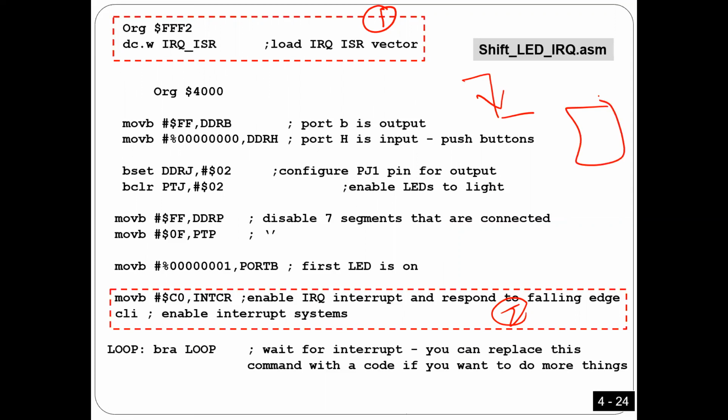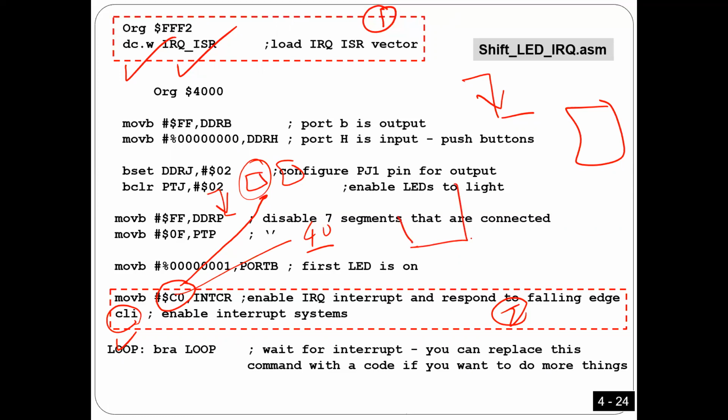The good thing is, usually this configuration is fixed. This one for sure we are not going to change. The only one you may need to change is this one, because remember it has 2 bits. One bit here I used to program it for falling edge. You may need to use 40 here if you want to trigger the interrupt at low level.